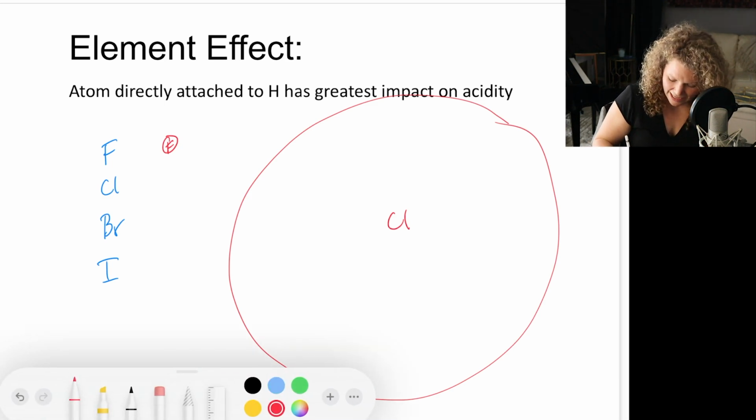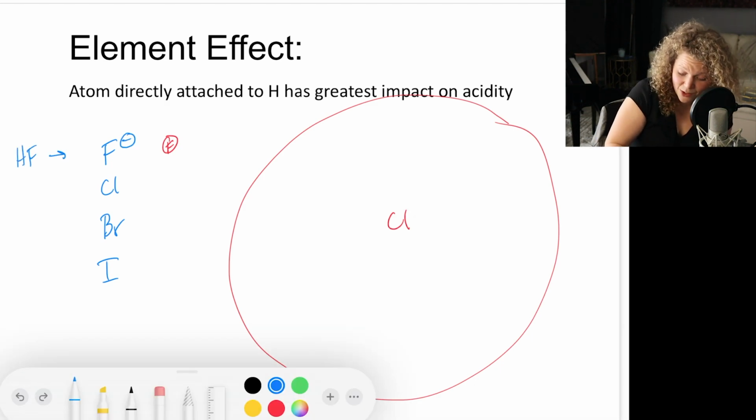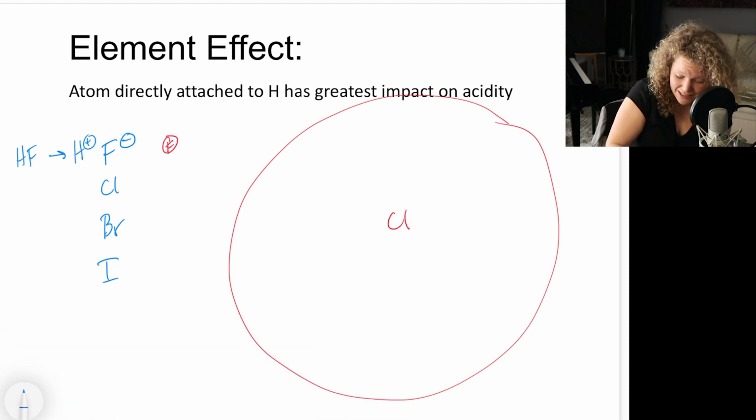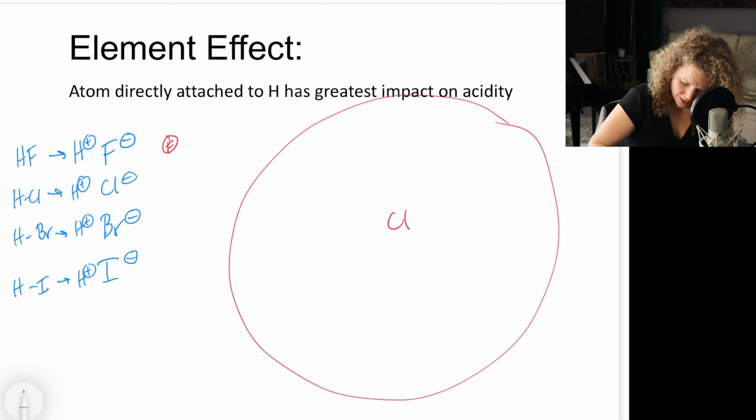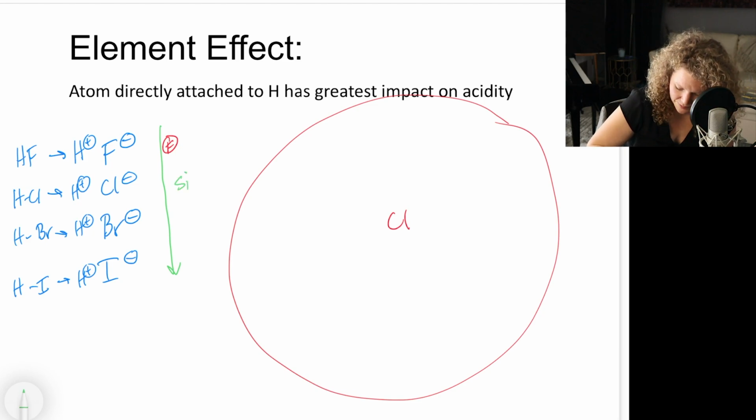And if we look at what happens when we go from HF, when we dissociate into F minus and H plus, and we do this for all 4 of these examples, hydrogen bromide as well, we're just looking at the likelihood of them dissociating. The size is increasing as we go down the periodic table.